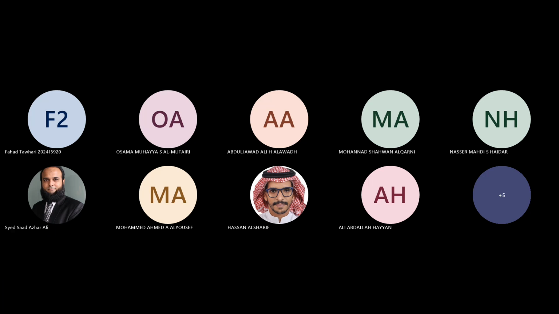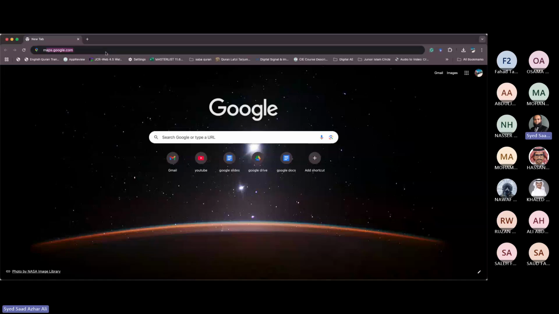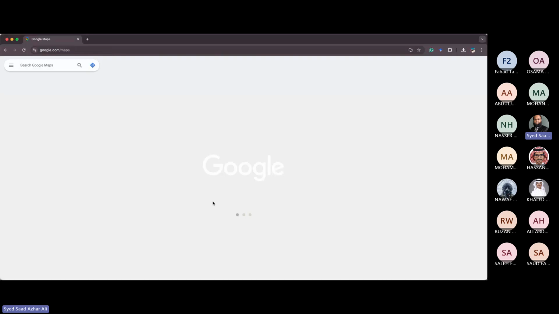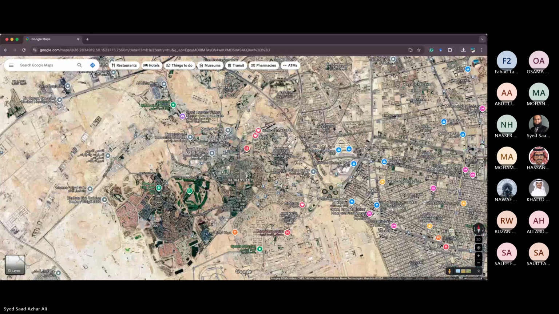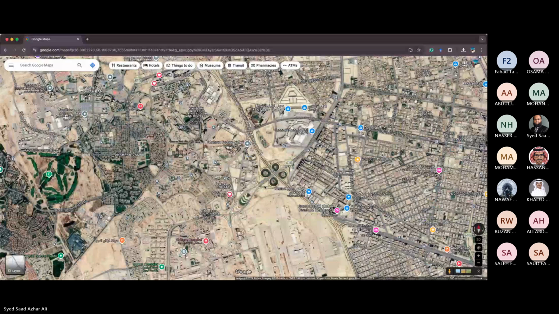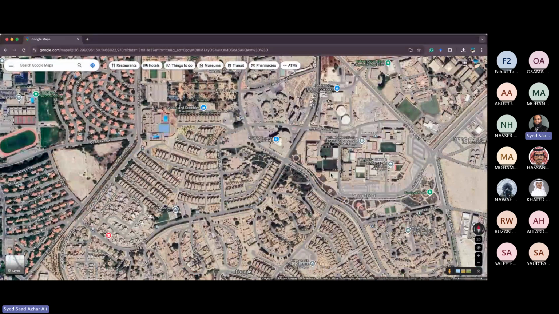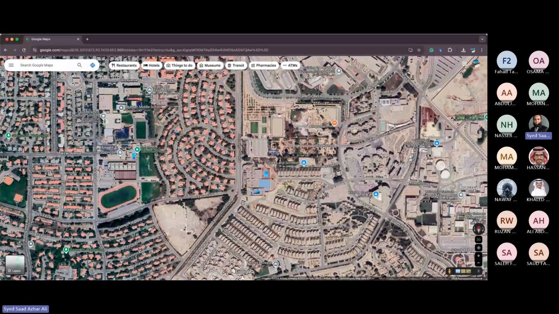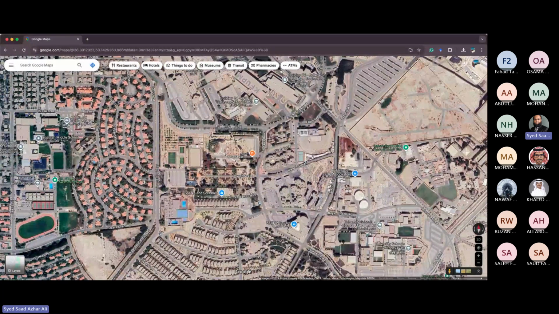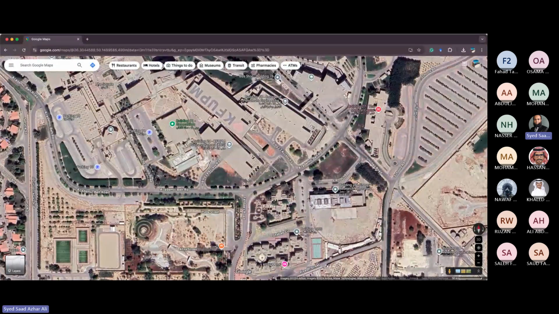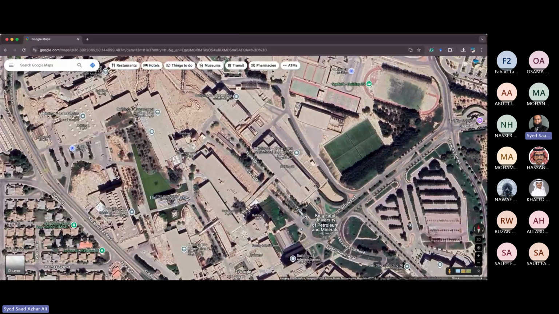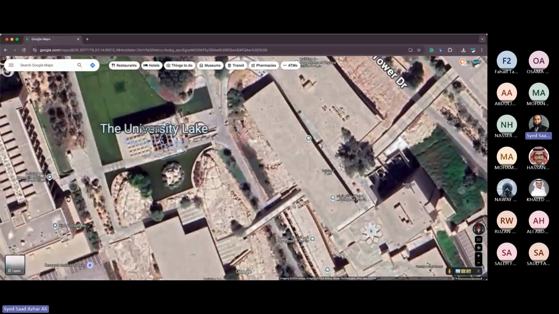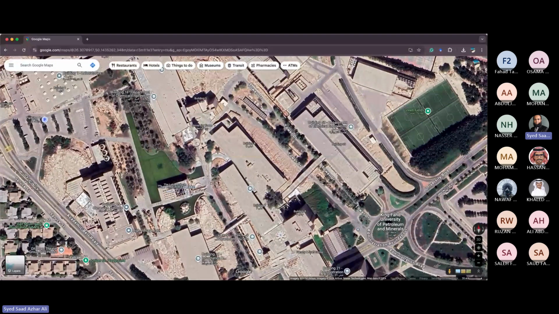Where is Chrome? You have this one. Okay, I'm opening maps. Where are we? Somewhere here. Where's the tower? Let's go to the tower. KFUPM. Why can't I find the tower? Is this one? No. Must be here. Yeah, this is the tower.